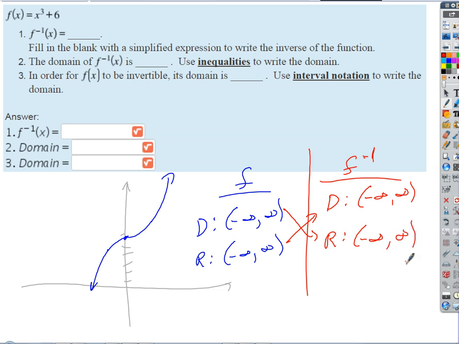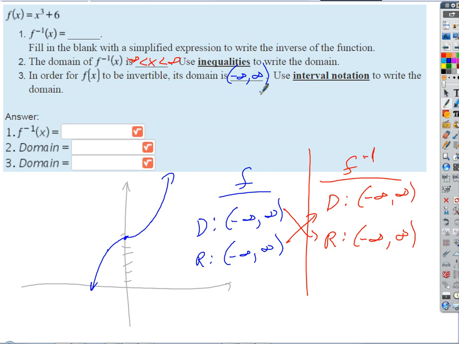Okay, make sense? Good? So these are easy. These are just unrestricted, right? How would I write that as an inequality for the domain of the inverse? X is greater than negative infinity and less than infinity. Good. The domain of the function, the interval notation, just looks like that.